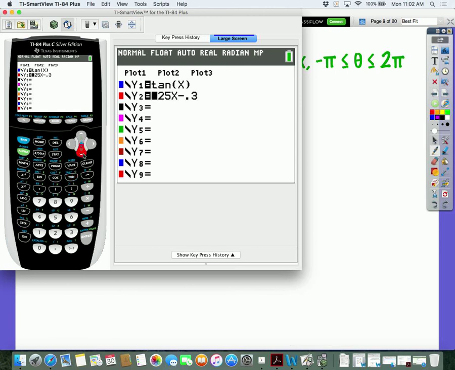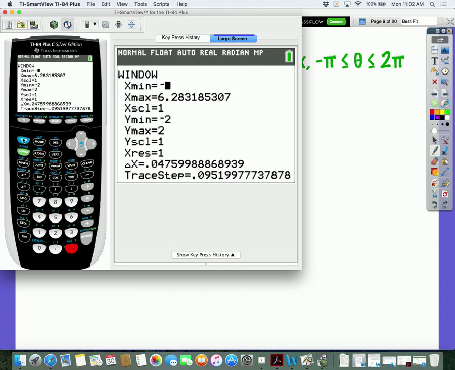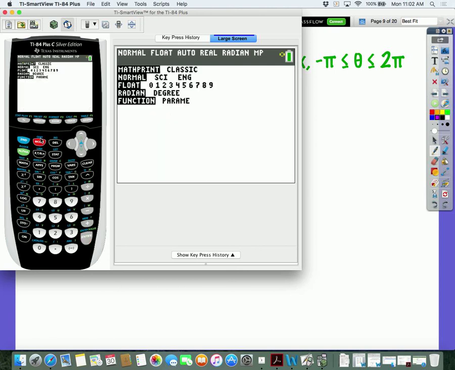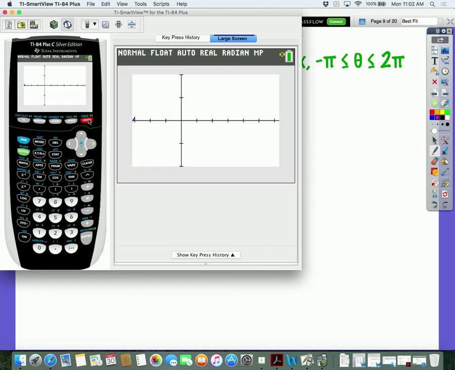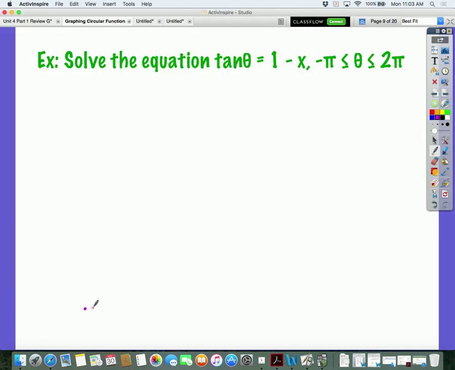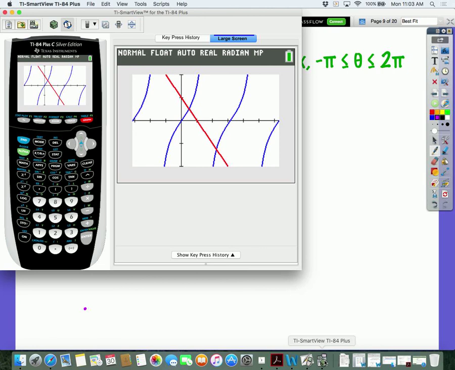Oh, our window. On the Y. You said that didn't matter. The Y though, the Y is up to... It's a lot better. Yes.